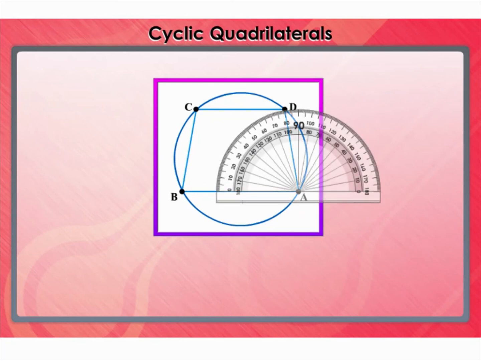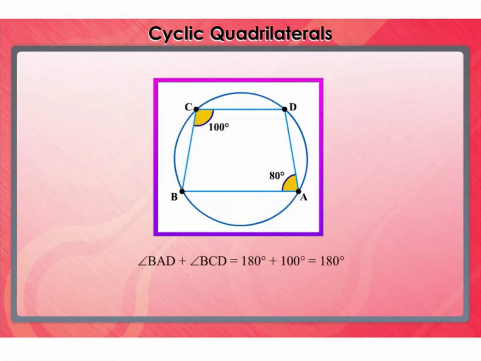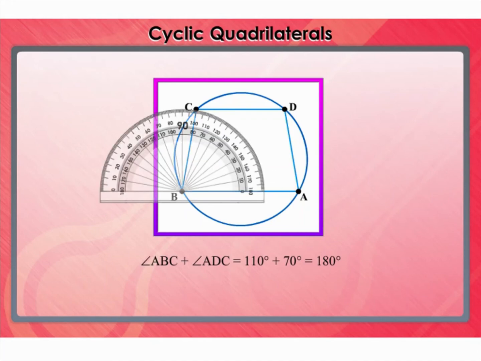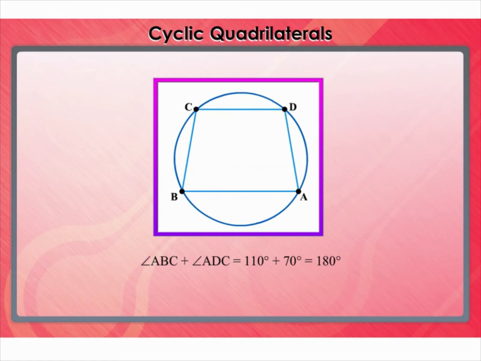Now let's see a very interesting property of a cyclic quadrilateral. Let's measure the opposite angles BAD and BCD. Note, their sum is 180 degrees. Now measure the opposite angles ABC and ADC. Their sum is also 180 degrees.